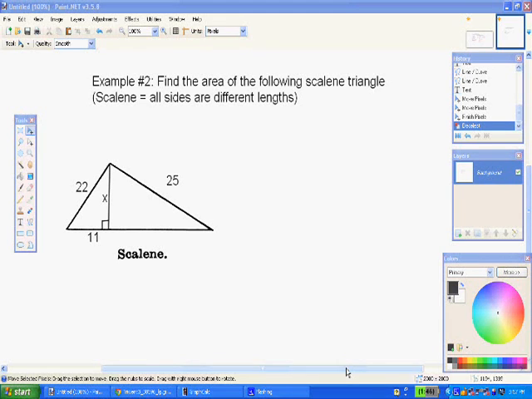Example number 2. So find the area of the following scalene triangle. And remember, scalene means that all the sides are different lengths. Go ahead, pause the video, copy this problem down, and then when you're ready, play it again, and we'll go over the problem together.